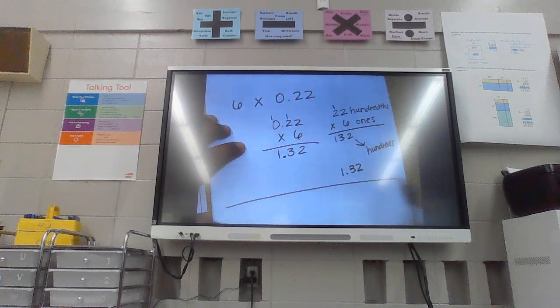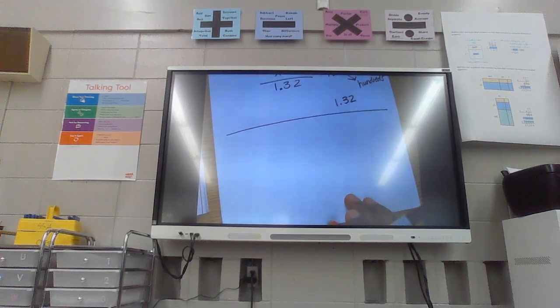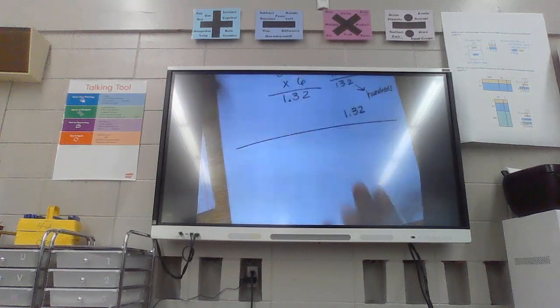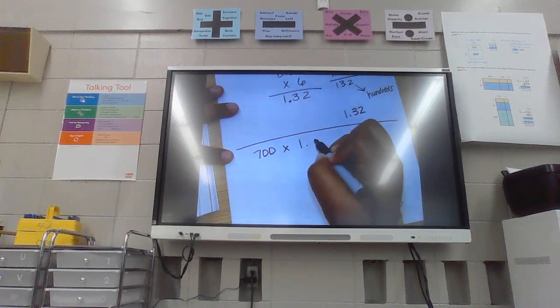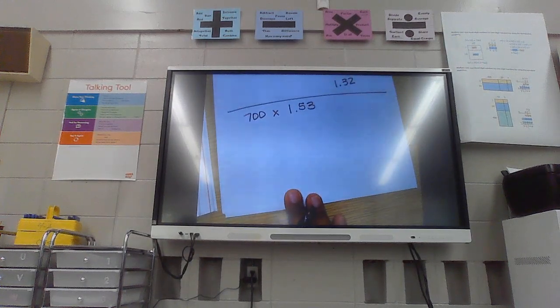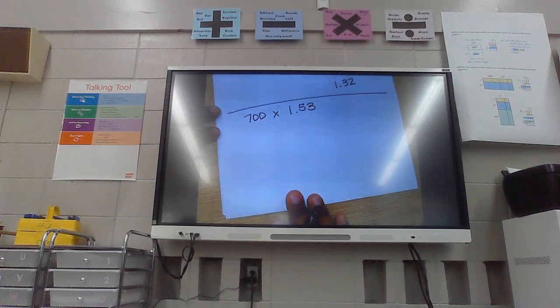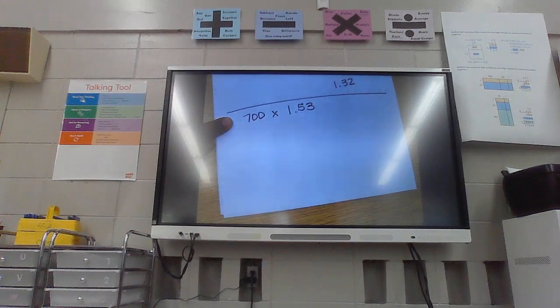Alright, so another example. Yesterday we also talked about multiplying multiples of 10, 100, and 1,000 by decimals, right? So if I wanted to multiply 700 times 1 and 53 hundredths, right? Who remembers a way we could solve this problem? Akira? An area model? We don't really talk about the area model for these. Not the distributive property, it's a different property.